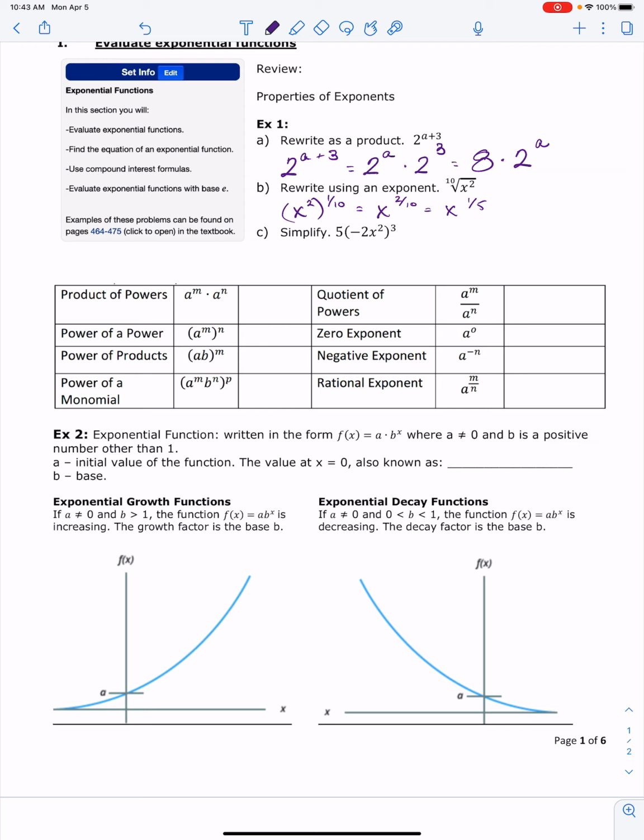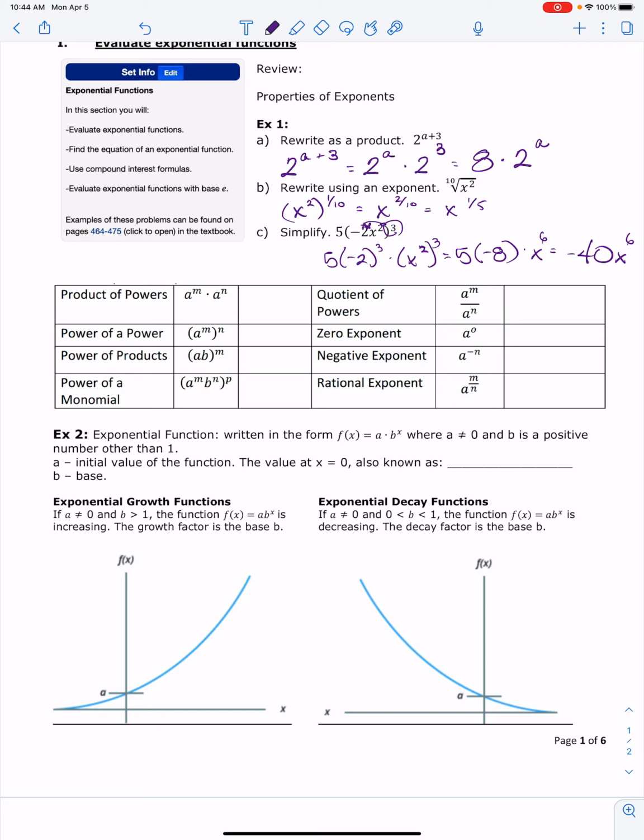C, we're going to use the power to a power property. Remember, this 3 outside has to apply to both the 2 and the x squared. I get 5 times negative 2 to the third times x squared to the third. Negative 2 to the third is negative 8. When we raise a power to a power, we multiply the exponents. I get negative 40 x to the 6th.